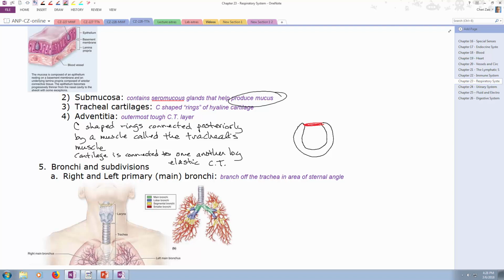What it does is, as this bolus of food is going down our esophagus, our trachealis muscle relaxes. Another reason why food has the right of way. Food is obstructing the airway. You guys follow me on this? So food is obstructing the airway. Our trachealis muscle relaxes, allowing that bolus of food to go down.